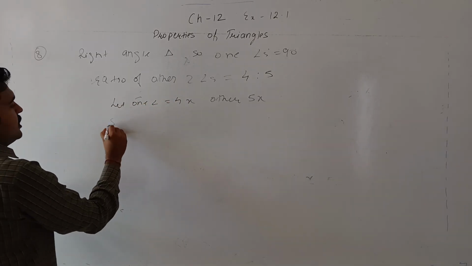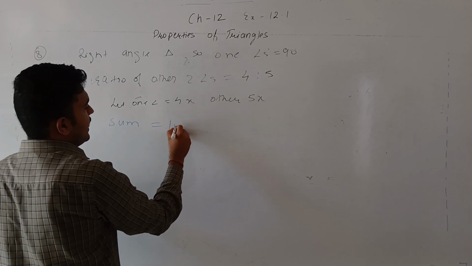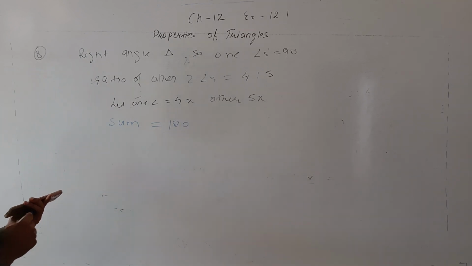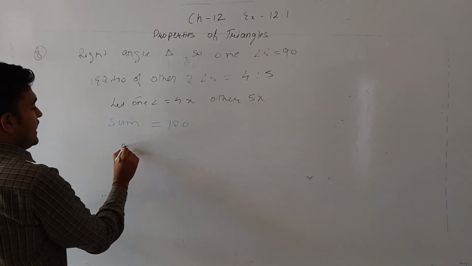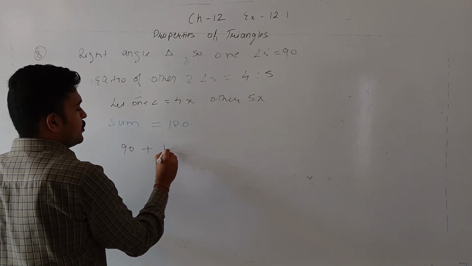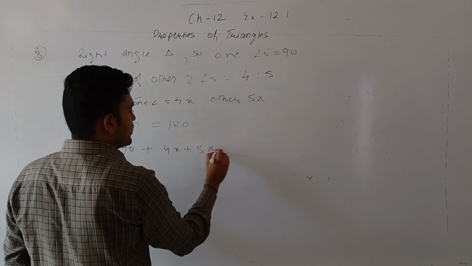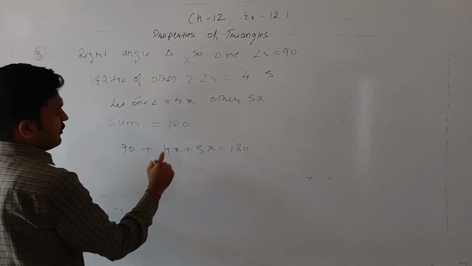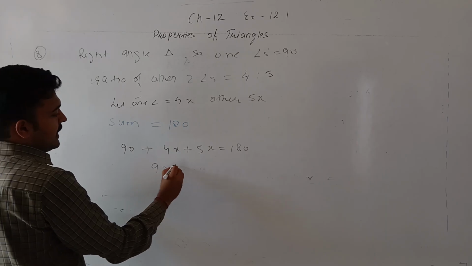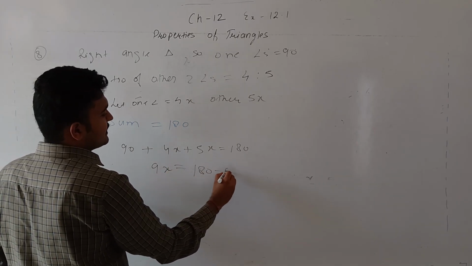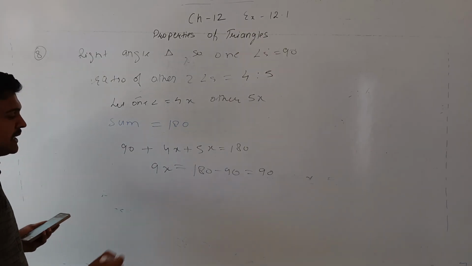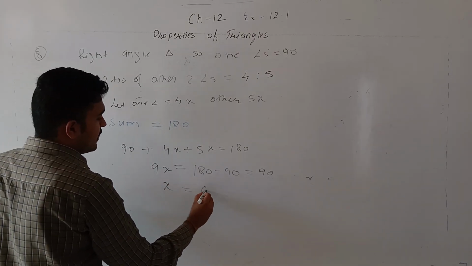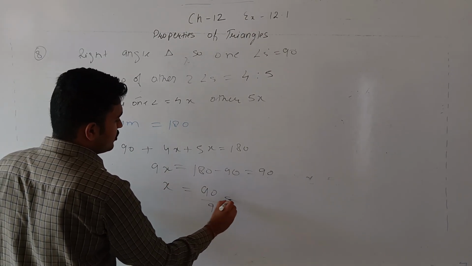Now again the sum is equal to 180. Therefore 90 plus 4x plus 5x is equal to 180. Therefore 5 plus 4 is 9, so 9x is equal to 180 minus 90, which is 90. Therefore x comes out to be 90 divided by 9, which is equal to 10.